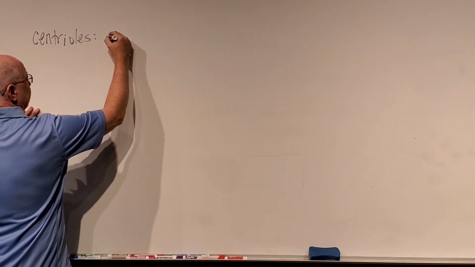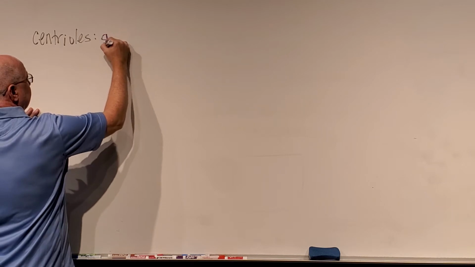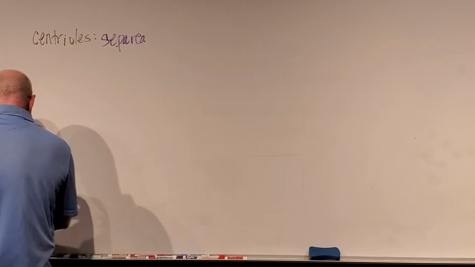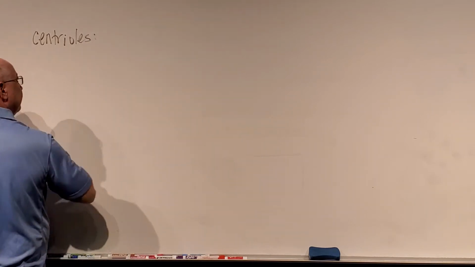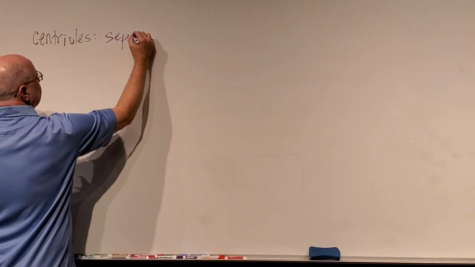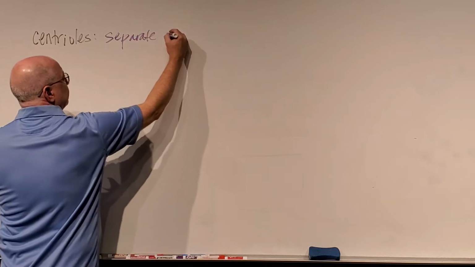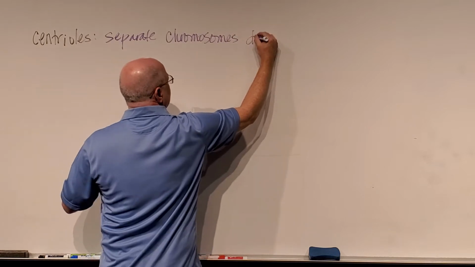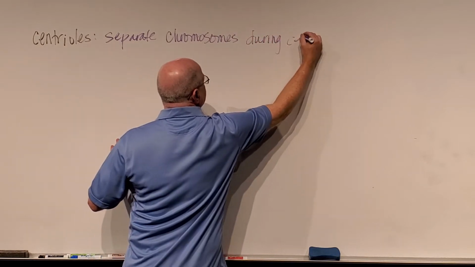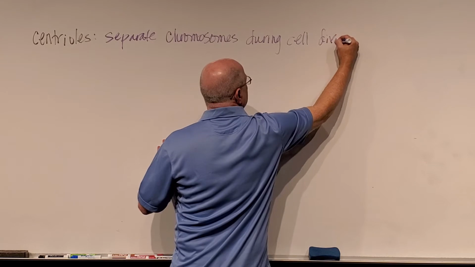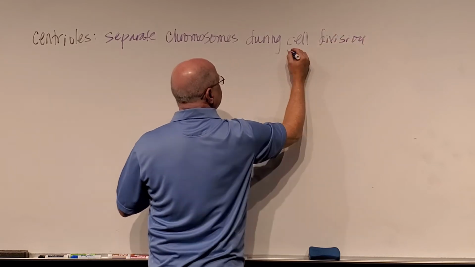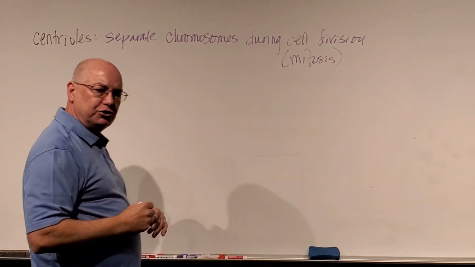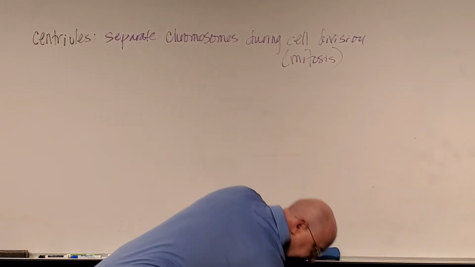Centrioles, their main function is that they separate chromosomes during cell division. And when we talk about cell division, it's a special process that we're going to call mitosis. We will also eventually talk about meiosis, another type of cell division.